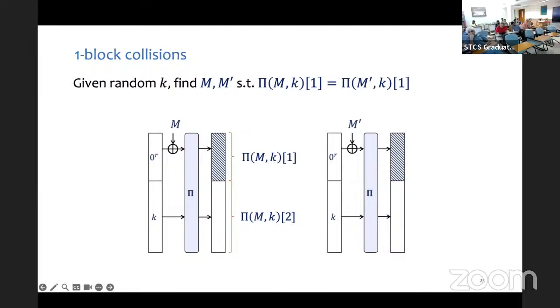In fact, the reason you need to truncate is because otherwise, if the whole state was output, there would be no collisions at all because it's a permutation. So the reason there are collisions is because it's truncated.